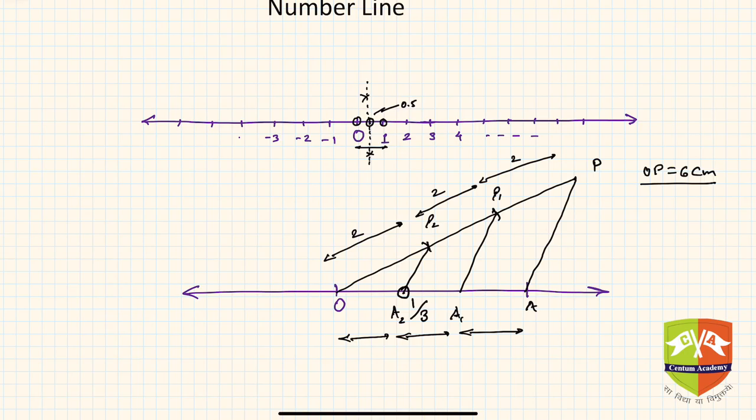Basically I divided this segment OA into three equal parts using the construction. So the first part is 1 by 3. So automatically, if you see, this second part will be 2 by 3. So this part is 2 by 3. This point is 2 by 3. This is how rational numbers are plotted on a number line.